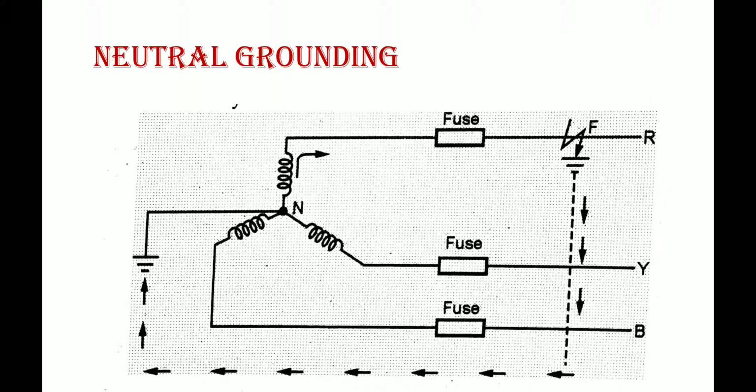If it occurs on the line R at point F, this will cause a current to flow through the ground path. How is the current going to flow? See here, from this R phase, note that the current flows from the R phase to the earth here. This direction you just observe here. Then it goes to the neutral point. From this neutral point it goes back to the R phase itself.